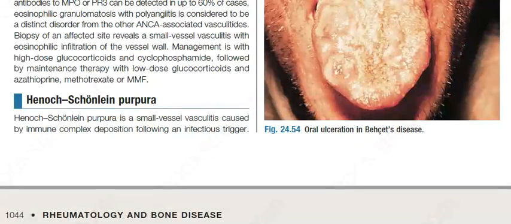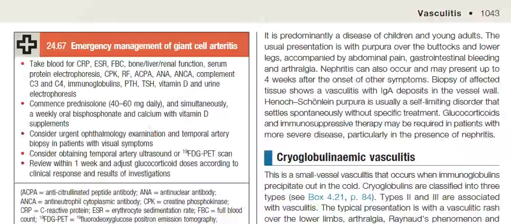Now, Henoch-Schönlein purpura. Henoch-Schönlein purpura is a small vessel vasculitis caused by immune complex deposition following an infectious trigger. It is predominantly a disease of children and young adults. The usual presentation is with purpura over the buttocks and lower legs, accompanied by abdominal pain, gastrointestinal bleeding, and arthralgia. Nephritis can also occur and may present up to 4 weeks after the onset of other symptoms.